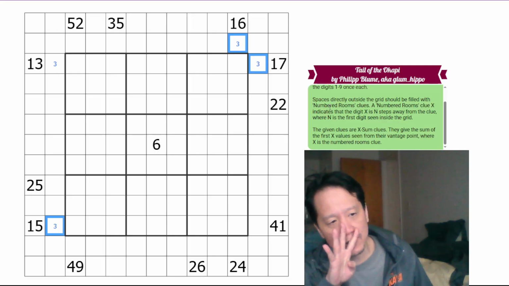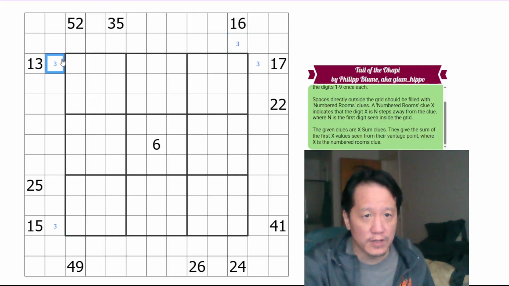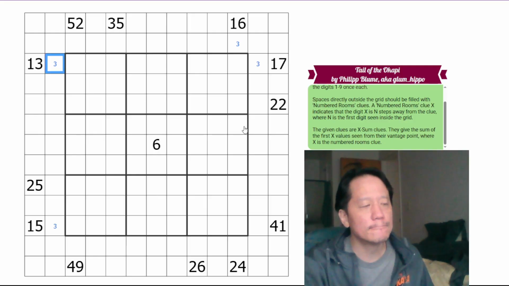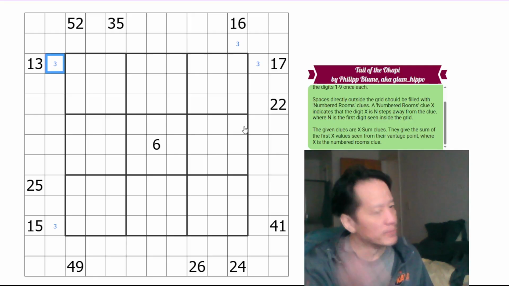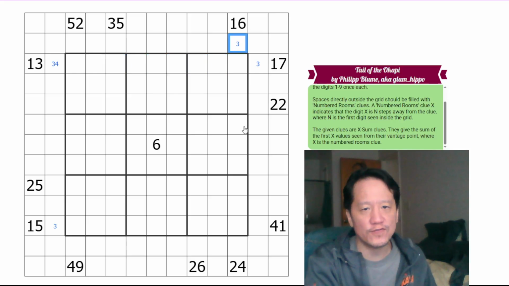For 4, you could have 4 unique digits or 4 with a repeat potentially. But the minimum would be 1, 2, 3, 4, which is 10. So anything above 10 works. So this is 4.